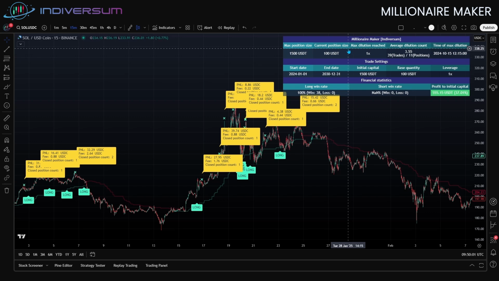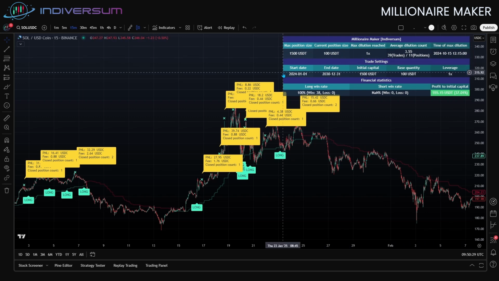Now let's talk about dilution. Max dilution reached. This number shows how many times the system hit the maximum dilution during the test. Average dilution count. This gives us an average of how often dilution occurred. It's calculated by dividing the number of trades by the number of positions that required dilution. Time of max dilution. This records the exact date and time when the system hit its highest level of dilution.